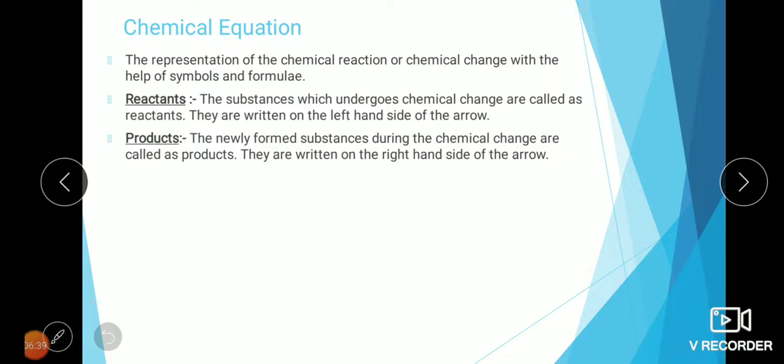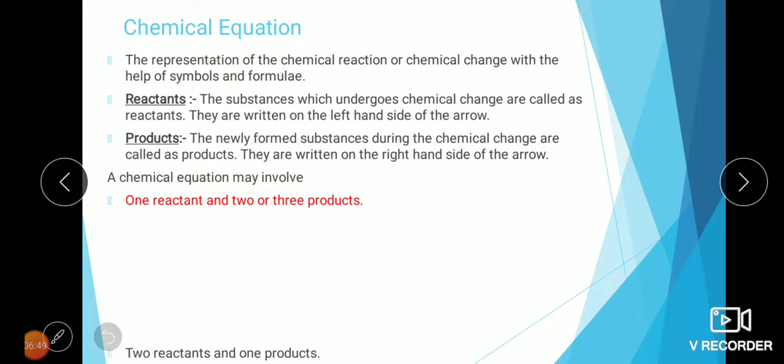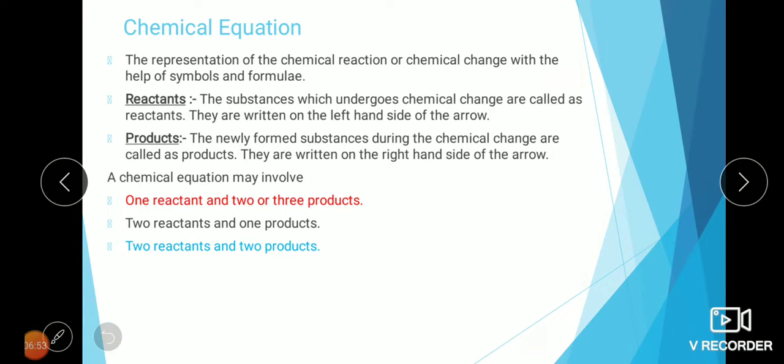In the example which I took, sodium hydroxide and hydrochloric acid are the reactants, whereas sodium chloride and water are the products. Now a chemical reaction may involve one reactant, two reactants, or three products: two reactants and one product, two reactants and two products, two reactants and three or more products.